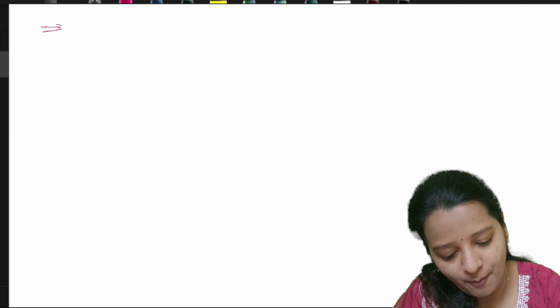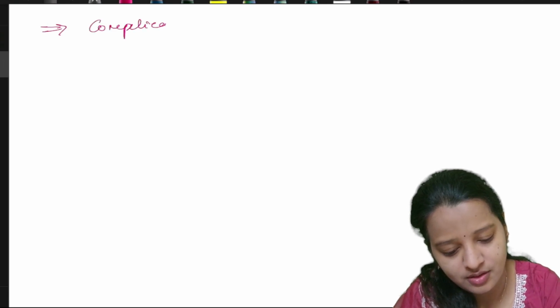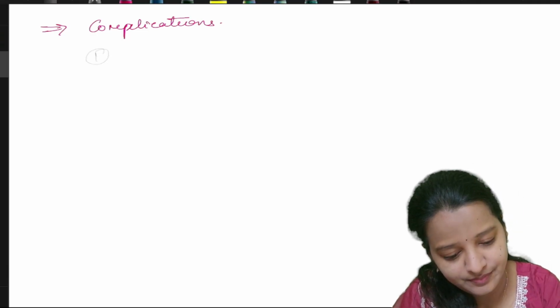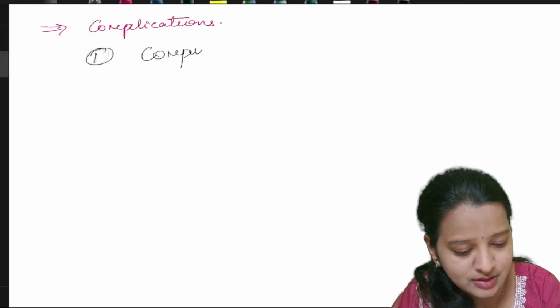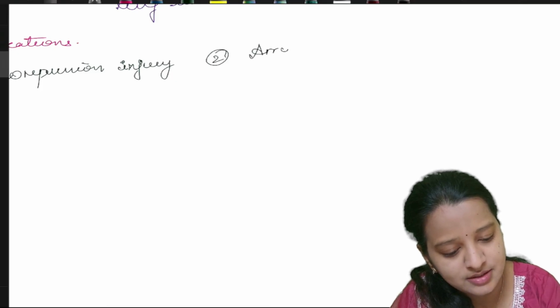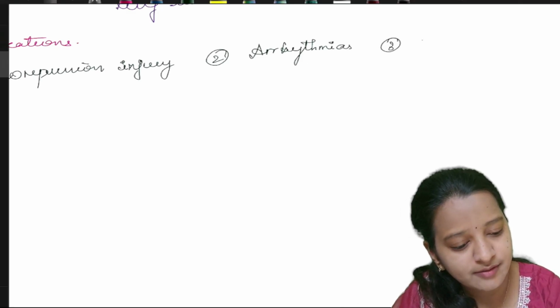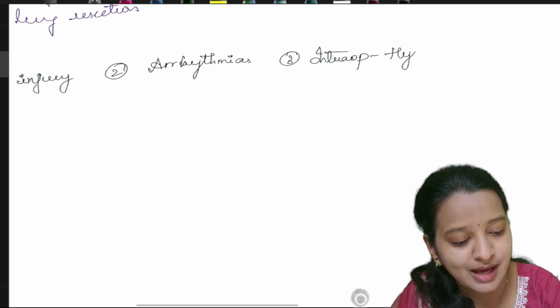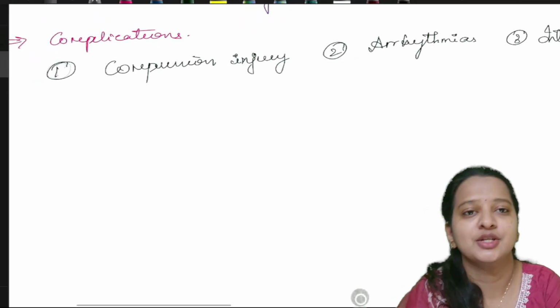Coming to the next topic, complications. What major complications might I expect? Any compression injuries, or arrhythmias. And the third one, intraoperative hypoxemia. This is very much important because this can be asked as a separate question. Okay. So let us see about compression injuries.